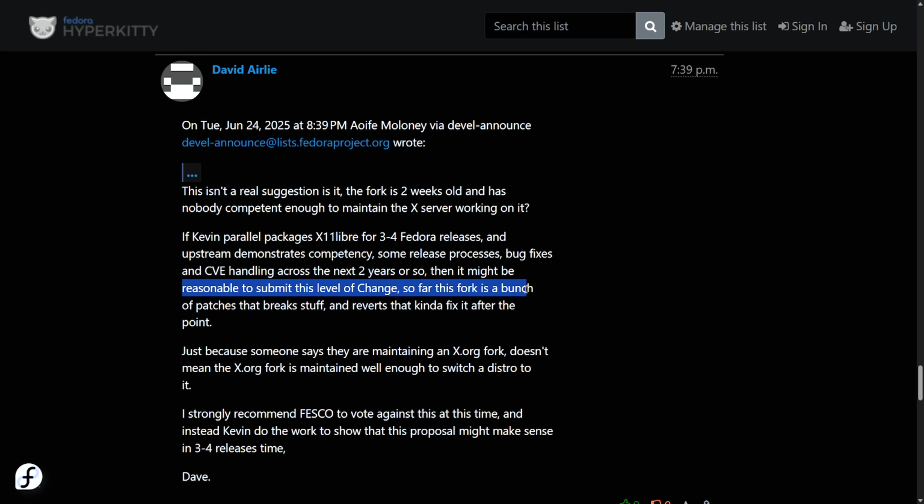So far, this fork is a bunch of patches that break stuff, reverts that kind of fix after the point. Just because someone says they're maintaining an Xorg fork doesn't mean that fork is maintained well enough to switch a distro to it. I strongly recommend FESCo vote against this at this time. And instead, Kevin, do the work to show the proposal might make sense in 3 to 4 release times.